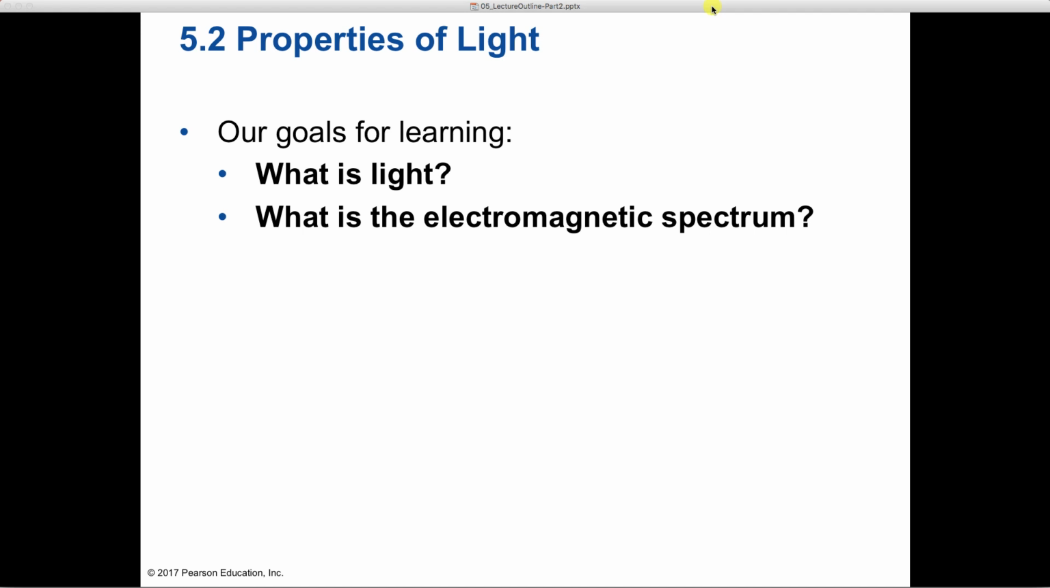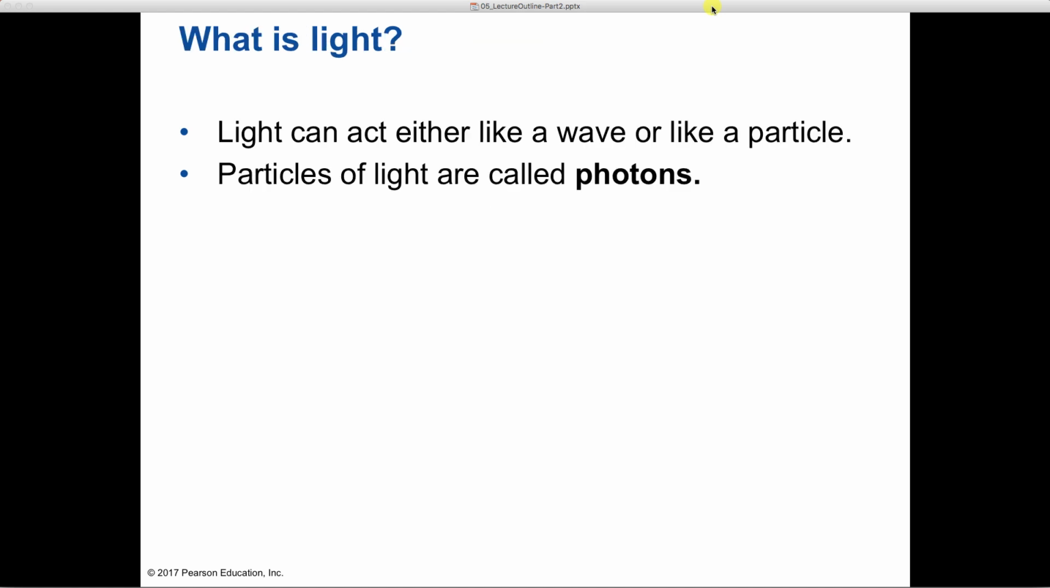Hi class, in this part of Chapter 5 we're going to talk about light. We talked a little bit about it already, the different ways that light interacts with matter, but now we want to talk more specifically about what light is and how we describe it, different colors and things like that. So what is light is the first part, and then we'll talk about the electromagnetic spectrum. We'll find that light is not just what you see, red, green, blue, and so on, but there's a lot of different kinds of light that we don't see. So we'll talk about those.